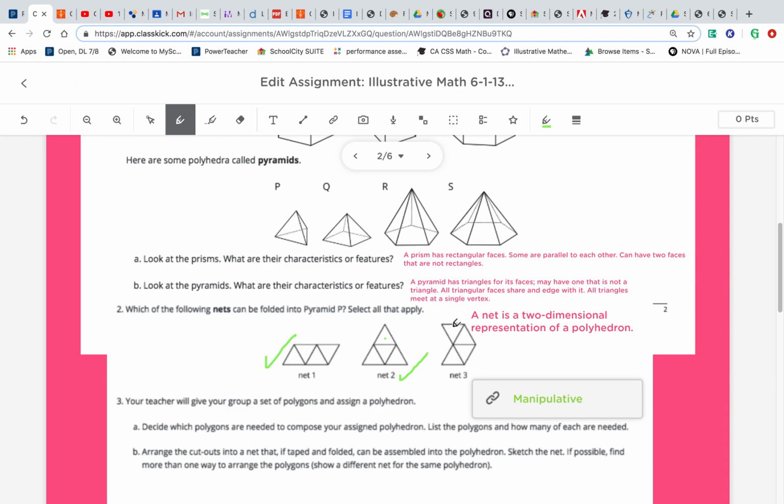If we look at net 3, does it have 4 faces? 1, 2, 3, 4. It does. Is there going to be a way to use one of these as kind of the bottom and have everything rise up like we see here? As it turns out, there's no way to make that work. It's not going to be able to be put together the way P is. There's no way to make a triangular bottom or base and then build around that. It's going to be sort of an odd figure. It's not going to work out. So net 3 would not work for pyramid P.